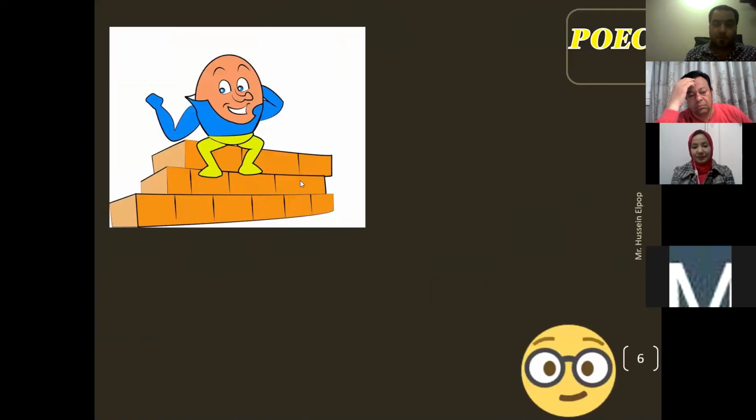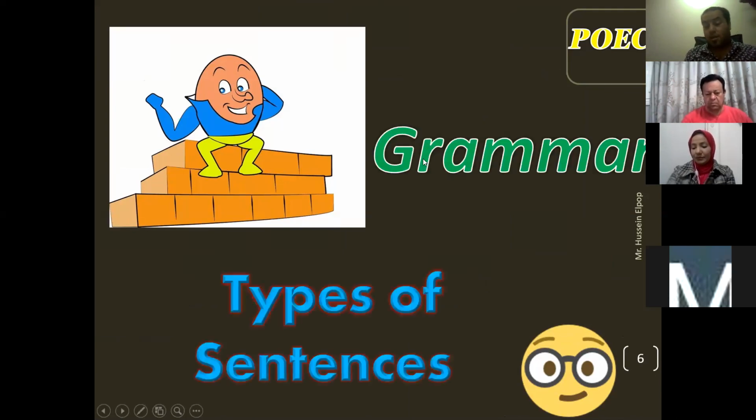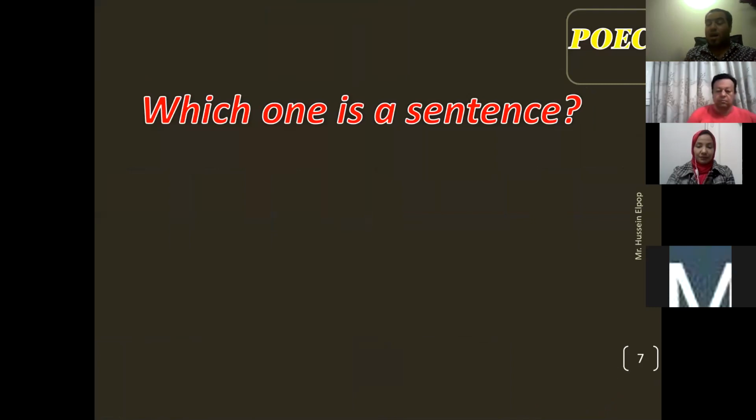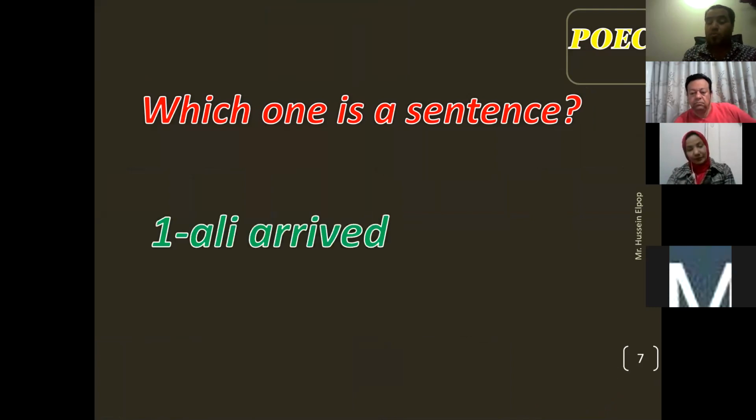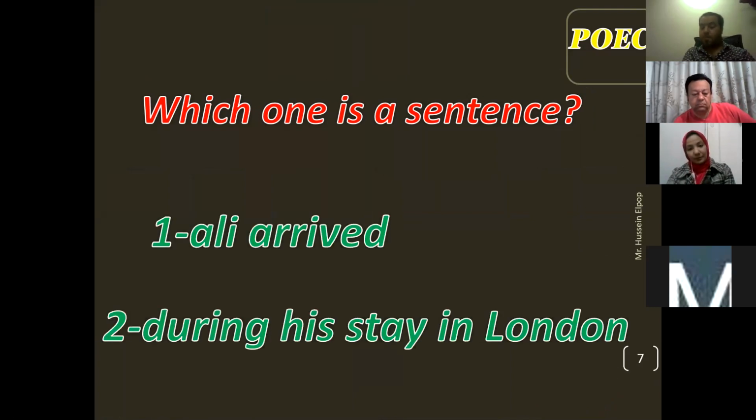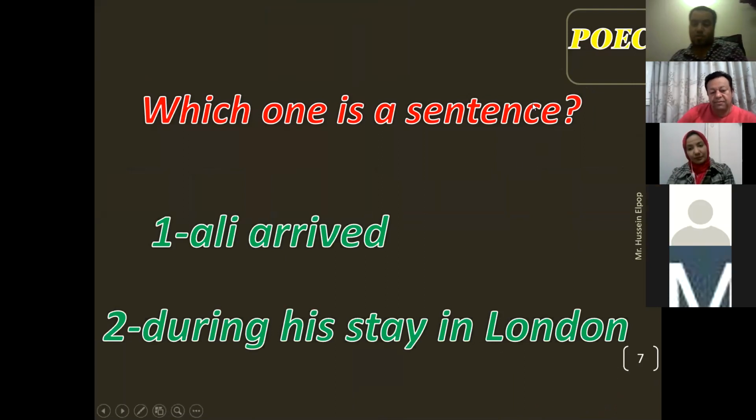Now, I would like you to answer me back because I'm not going to look at the chat. Here, we have a new lesson about grammar, as you know, and it is types of sentences. Now, I'm going to give you two different ideas, and I would like you to tell me which one is a sentence. Yes, the first one is a sentence. MashaAllah.